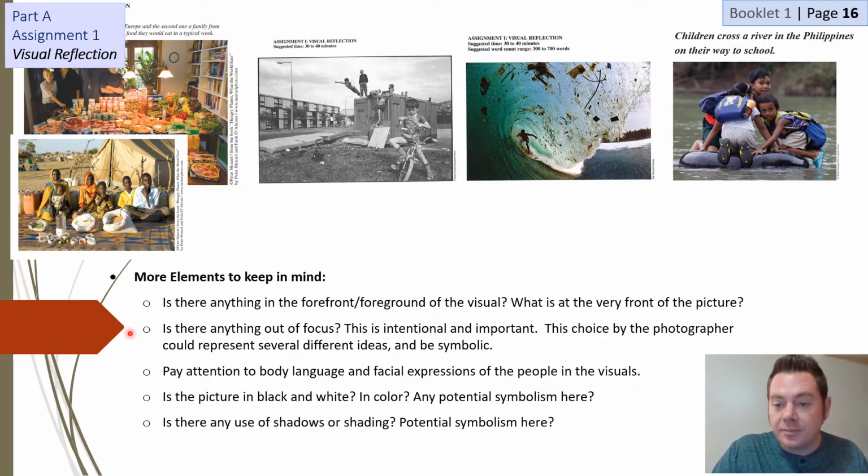It could be symbolic. Pay attention to body language or facial expressions of the people in the visuals. That could be presenting their attitude towards what's going on, the emotions, all these kinds of things, communication between them. Okay, that can be very important. Is the picture in black and white or in color? Is there any potential symbolism here? And is there any use of shadows or shading? What is the potential symbolism of shadows or shading?